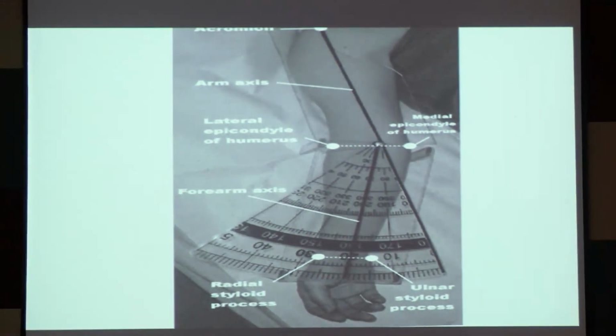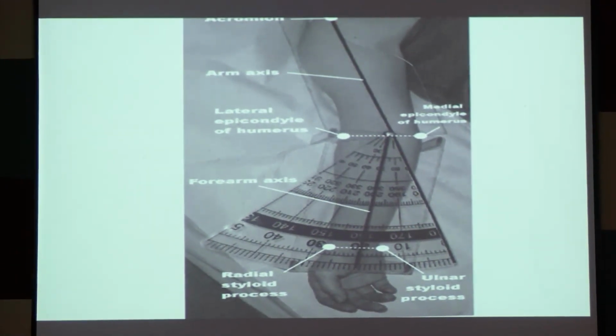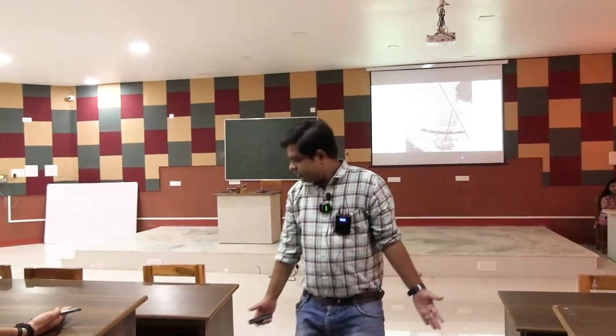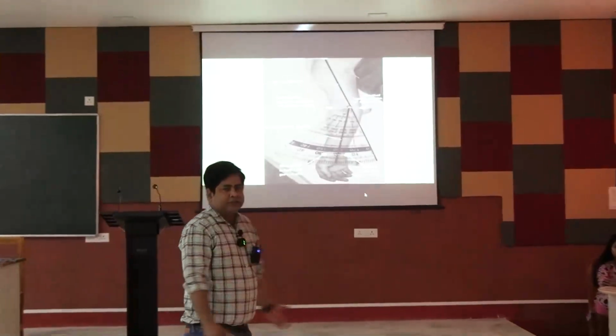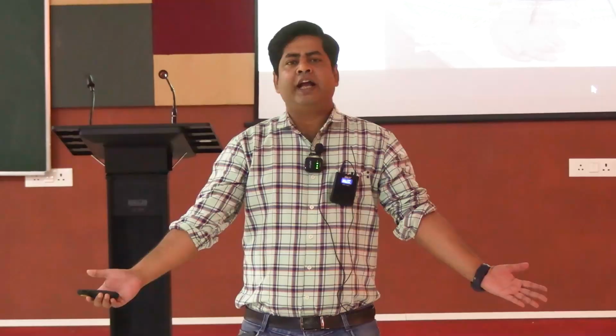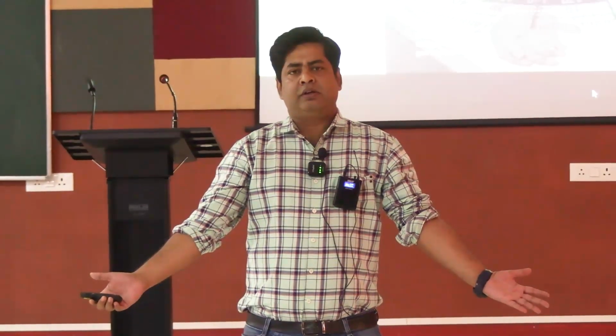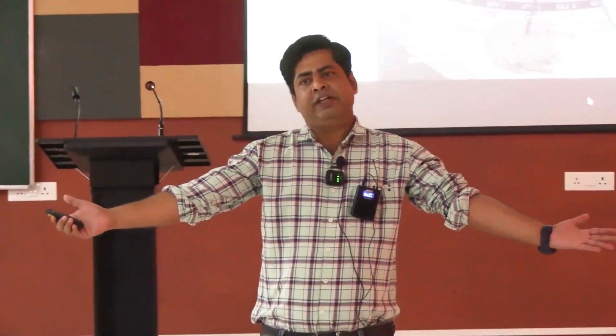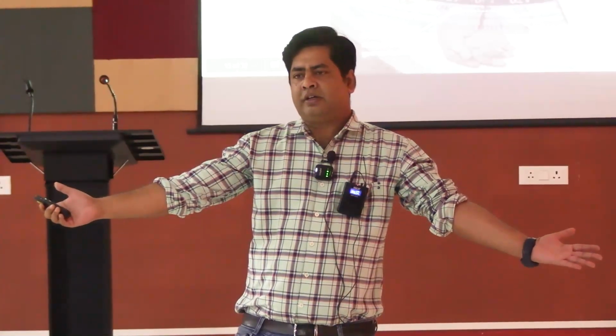This is the carrying angle. Standing in my anatomical position, our forearm is bent towards the outwards. This is called the carrying angle. The long axis of the arm and the long axis of the forearm make an angle. That is called the carrying angle or Q angle. This is normally 5 to 10 degrees for male, 10 to 15 degrees for female.